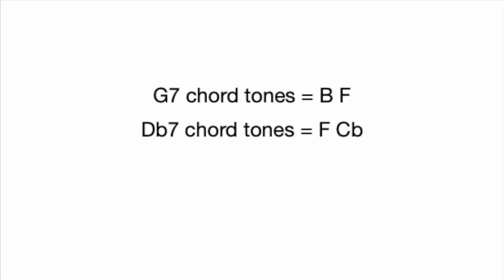The 3rd and 7th of G7 are B and F. The 3rd and 7th of D flat 7 are F and C flat, which is enharmonically the same as B natural. This similarity in chord tones, B to F and F to C flat, create the same tension and resolution to a tonic chord, in this case C major. There are many ways in which this can be applied, but you can basically think of it as a dominant 7 chord resolving down a half step to another chord or key.